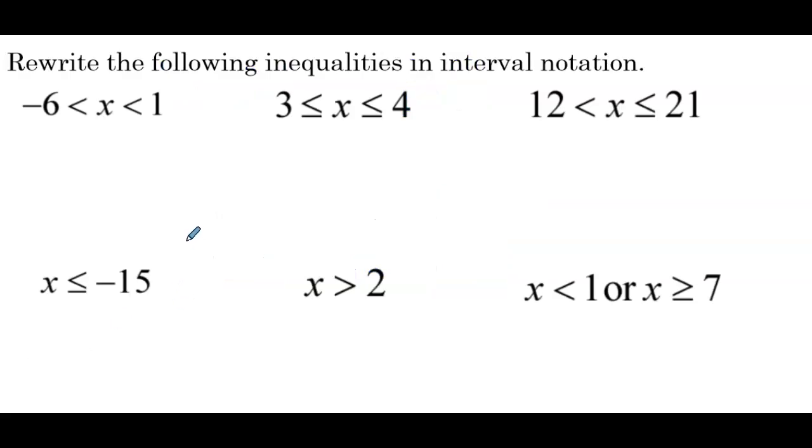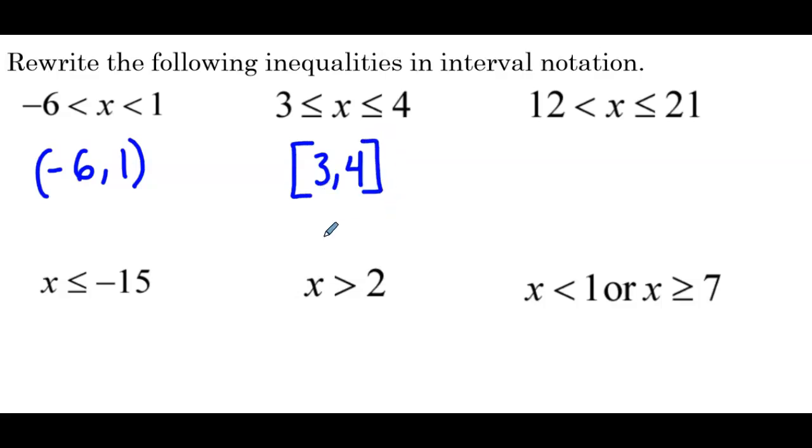Rewrite the following inequalities in interval notation. -6 is less than x, which is less than 1. So the interval, -6 to 1, we have less than, so no equality, so we'll have parentheses on both sides of the interval. 3 is less than or equal to x, which is less than or equal to 4. So our interval is from 3 to 4, and we have equality, so brackets on both sides of the interval.